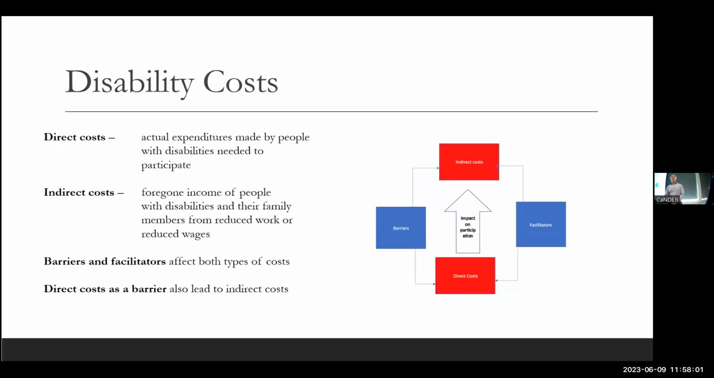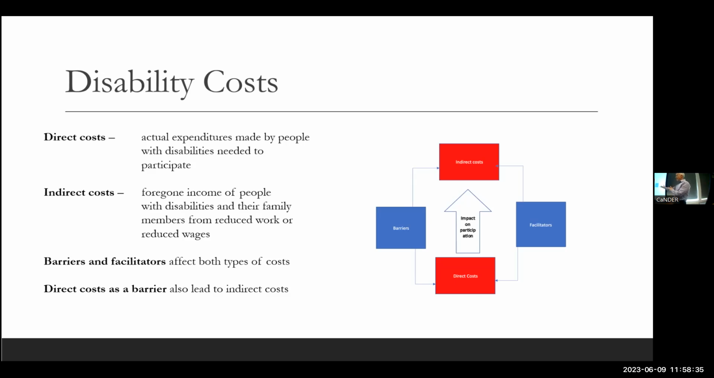So when we talk about costs, they fall into two categories. The first category are direct costs. Those are the actual expenditures made by people with disabilities. You take out money and you buy something, right? And then there's indirect costs, and those are foregone income, right? Because I wasn't able to get education, because there's barriers to employment, I can't earn as much money. Because I have a child with a disability and I need to support him or her, I don't go to work, right? And those are indirect costs, and they're different.